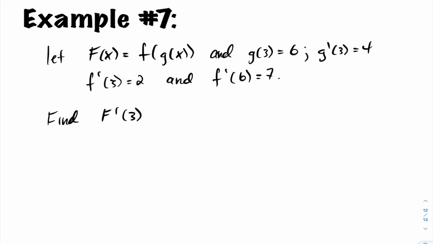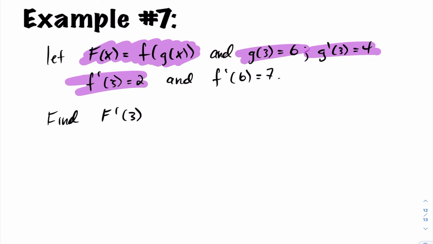So for the last example here, they give you some information. They give you a function, going to be f at x composite g at x. And you know all this information. I know g at 3 is 6, g prime at 3 is 4, f prime at 3 is 2, and f prime at 6 is 7. Let's go ahead and try to find what f prime at 3 is.